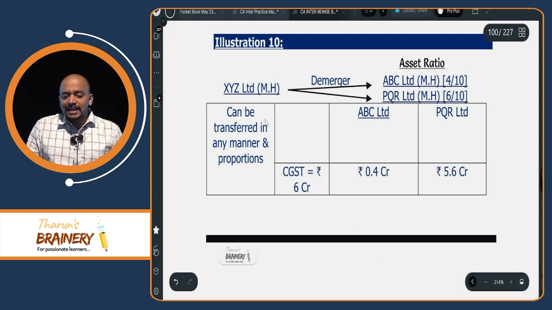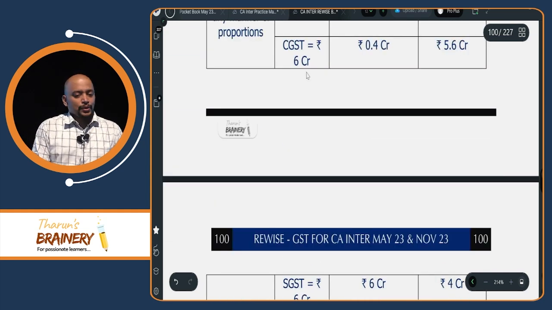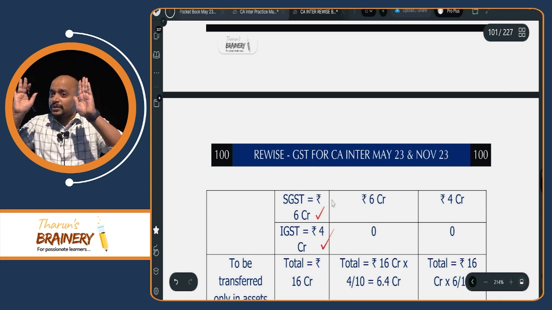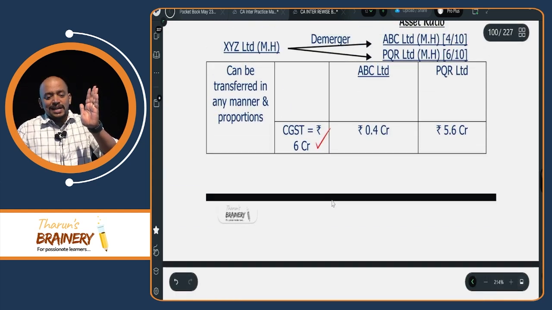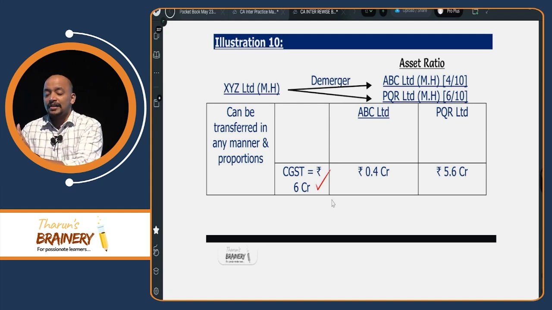So XYZ Limited is in Maharashtra. Now it is demerged into ABC Limited and PQR Limited. So what is the ratio? 4:6, or 2:3 ratio. Okay. Now, we have CGST credit 6 crores, SGST credit 6 crores and IGST credit 4 crores. So we have to transfer this to ABC and PQR.